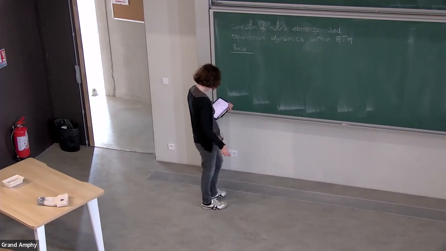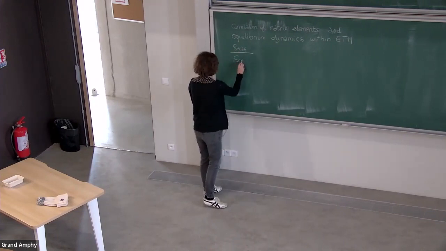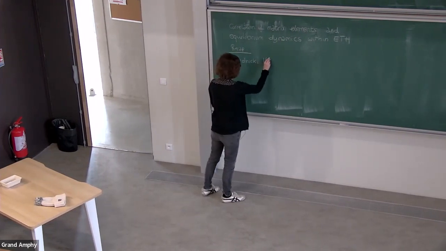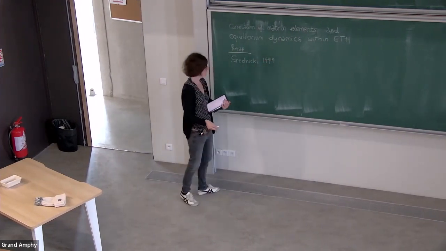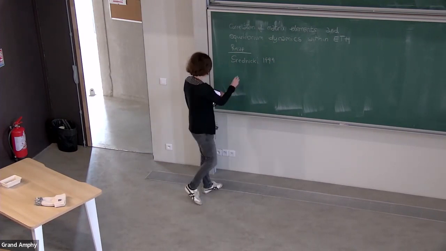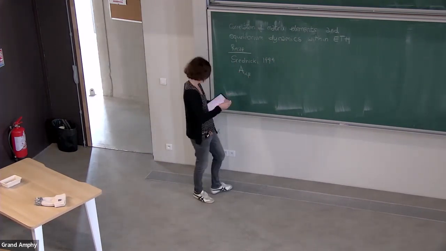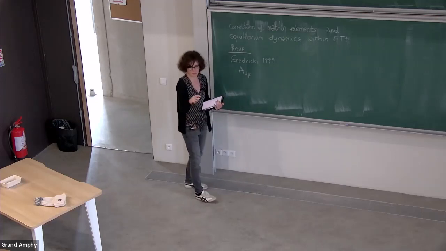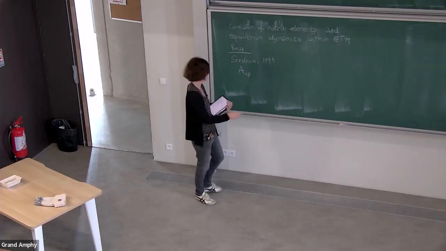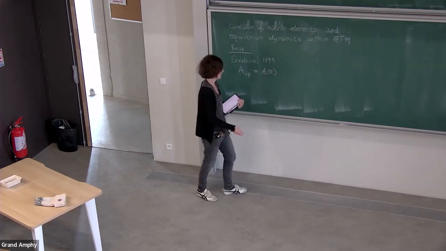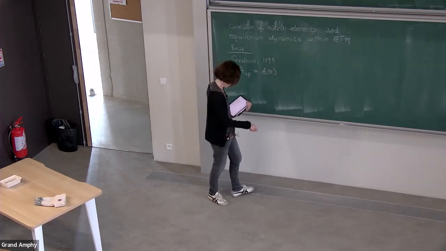Srednicki, in the 90s, had the good idea to think about the many-body problem by looking at your physical observable in the basis of the eigenvectors of the Hamiltonian. So alpha and beta label two eigenvectors of your Hamiltonian, and they are uniquely defined by the energy.